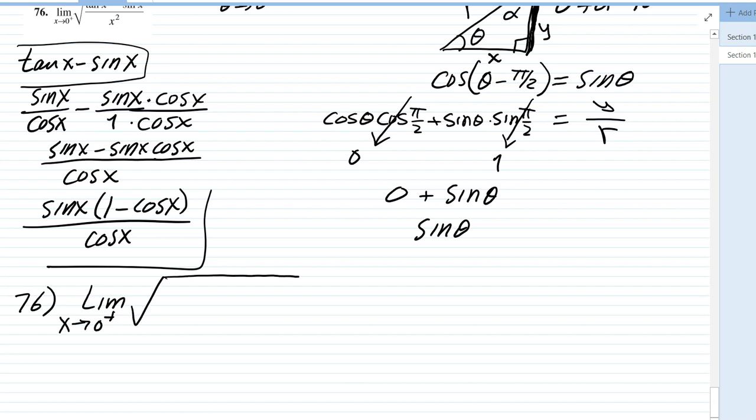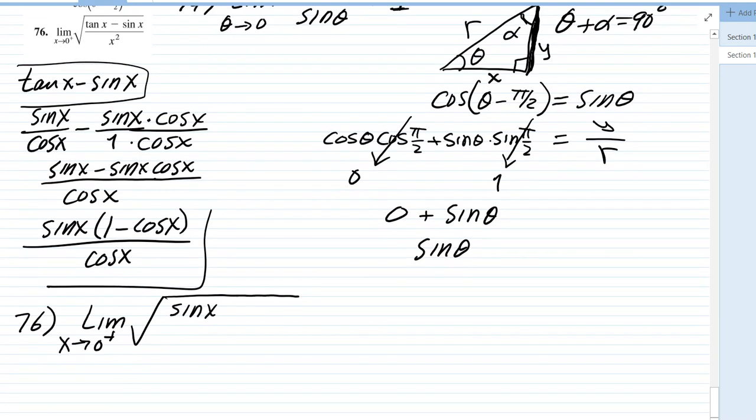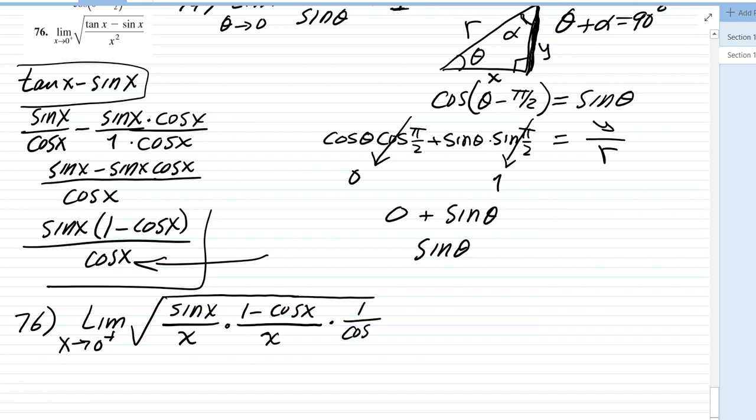the square root of, in the numerator, which is tan x minus sine x, we're going to write that as sine x. Now remember, the denominator is x squared, right? Look at number 76 up here. Denominator is x squared. So I'm going to use one of those x's right now. Write it as sine x over x. And then I have 1 minus cosine x. Use the other x in here. Okay. And of course there's a cosine x which is right in here in the denominator, so I'm going to write that as 1 over cosine x. There. So I spent my x squared wisely in the denominator.